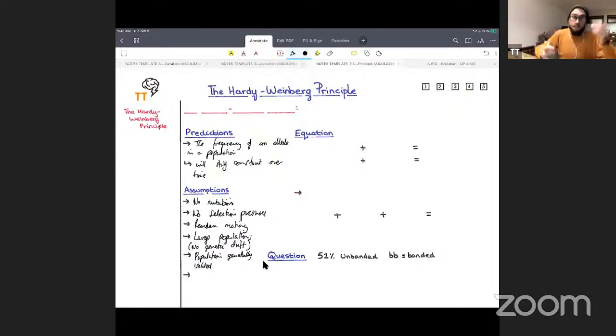And there's no migration. So again, this is similar: you're not getting mixing of genes from other populations. None of your genes are going out, and no other new genes are coming in.